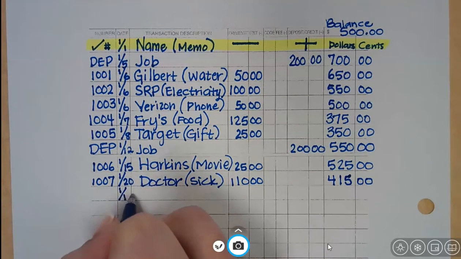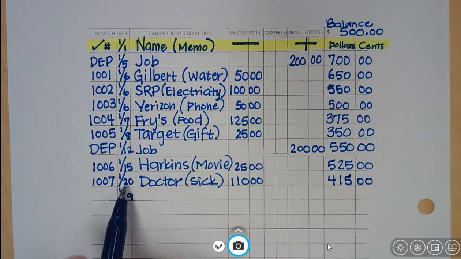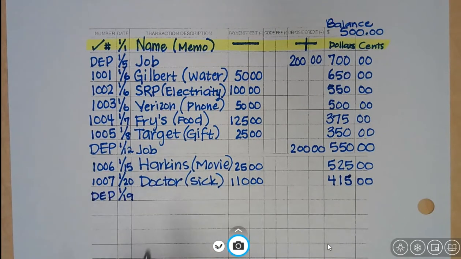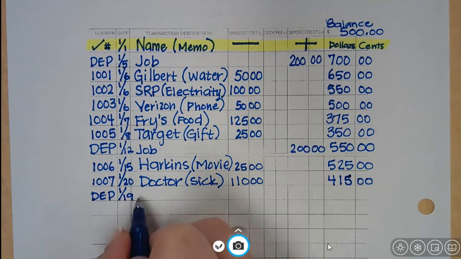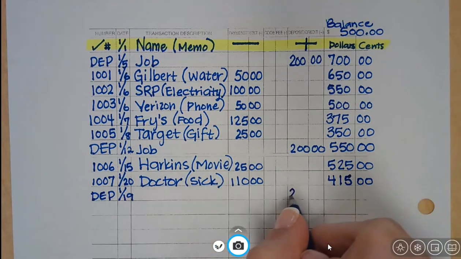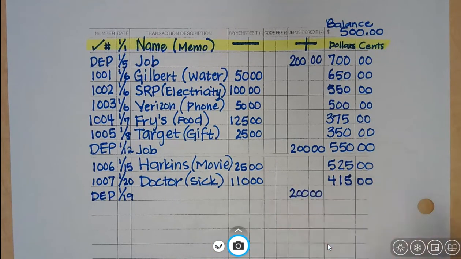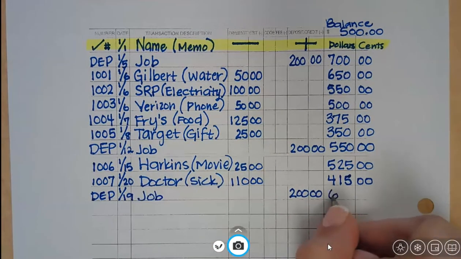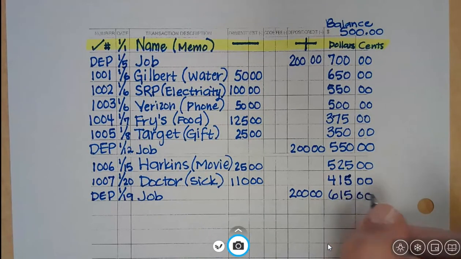And remember, I get paid every week, which would have been on January 19, but unfortunately I put in my doctor one before, so I must have been a little delirious from being sick. So my deposit again is $200. And so I'm back up to $615.